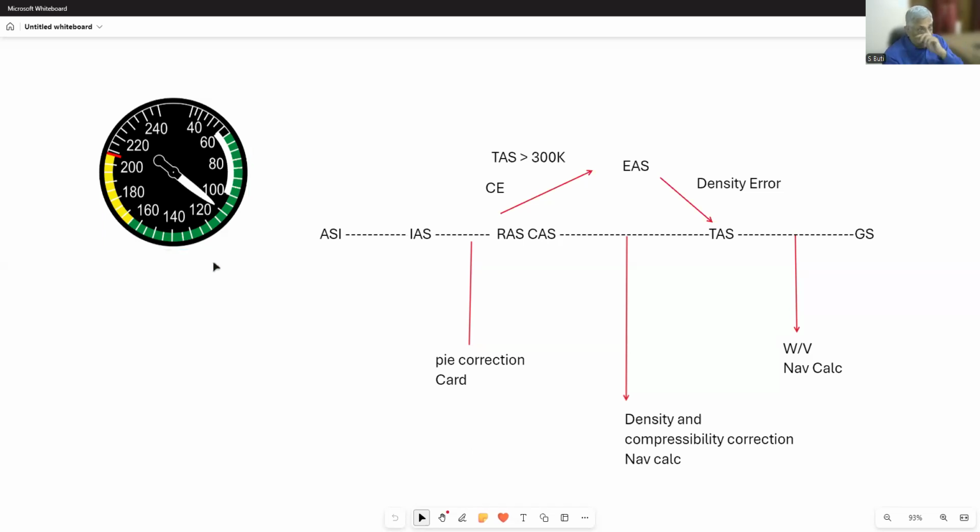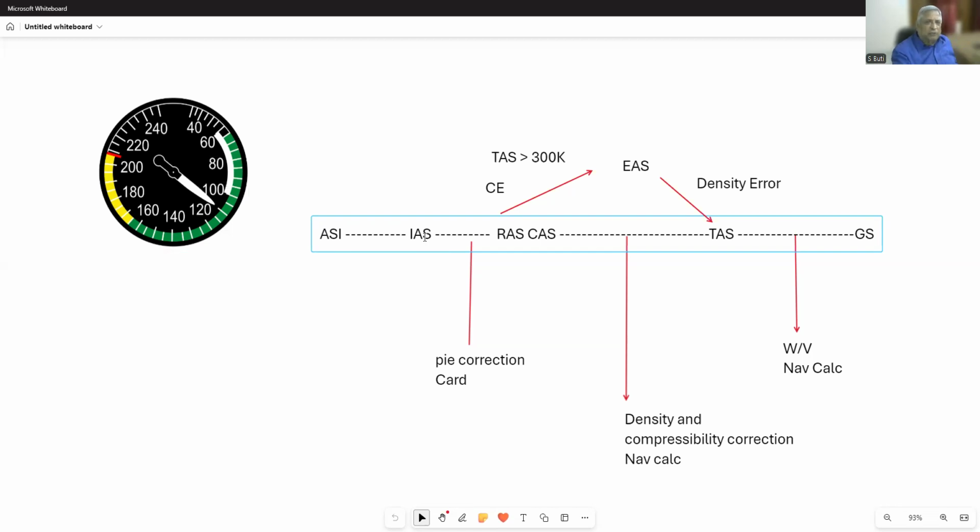shows you the speed at which the aircraft is moving through the air, by taking in dynamic pressure from the pitot tube. That pressure is dynamic plus static. On the other side of the capsule, there is static which cancels out, and the dynamic pressure pushes the capsule and registers the readings as indicated airspeed. So the ASI gives you indicated airspeed.